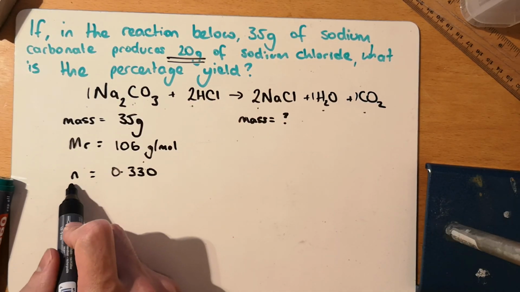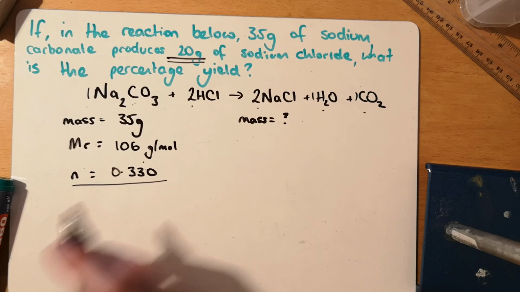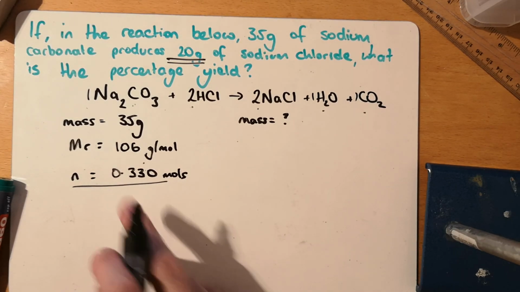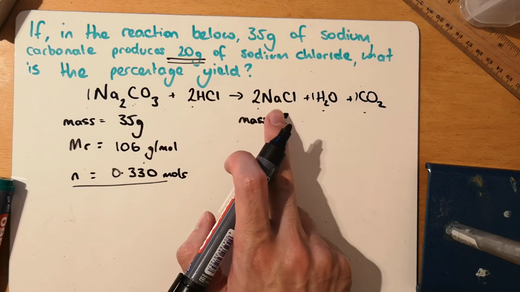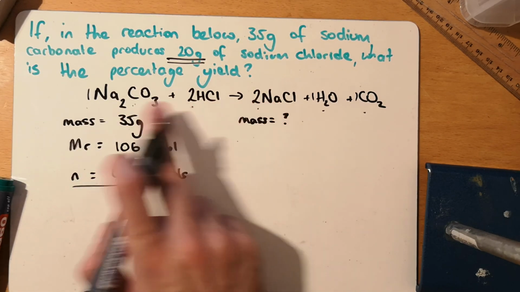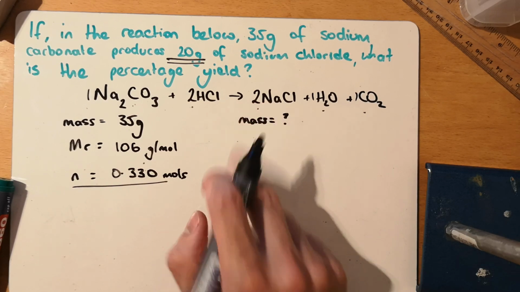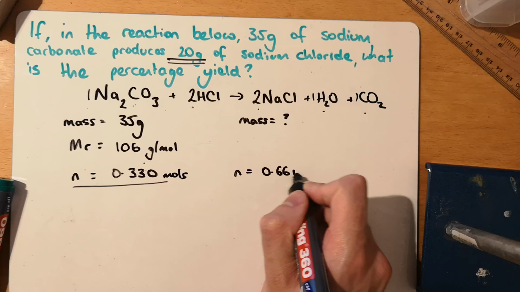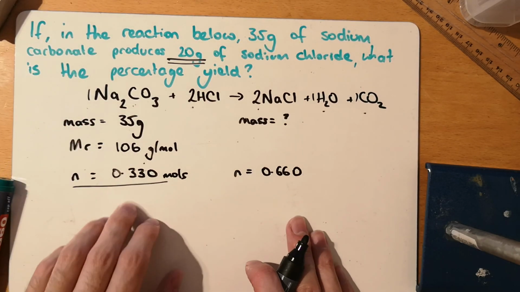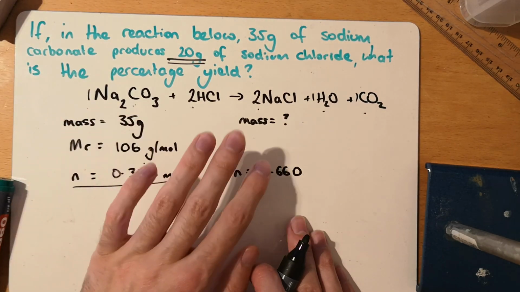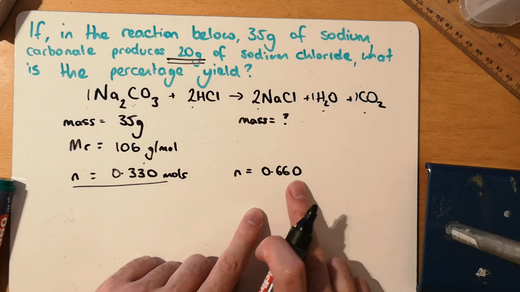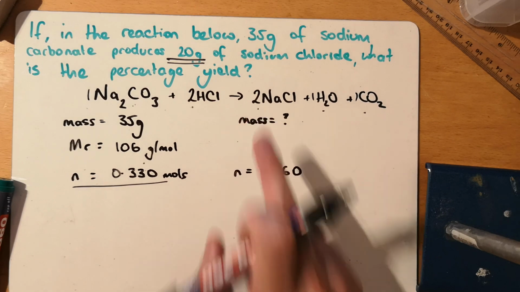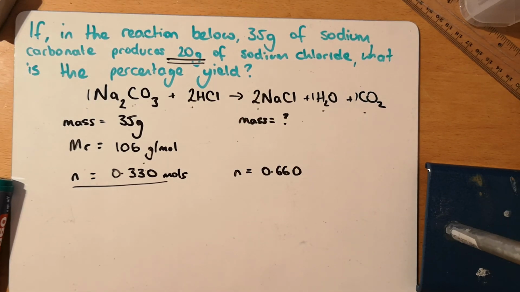So we can see here that this is 0.330, put units in, moles, and this is 2 NaCl. So to get across to sodium chloride, this is 1, this is 2, we need to double the number of moles. What we're saying is if we had 0.330 moles of sodium carbonate, that will produce 0.660 moles of sodium chloride, because there's a 2 in front of the sodium chloride.